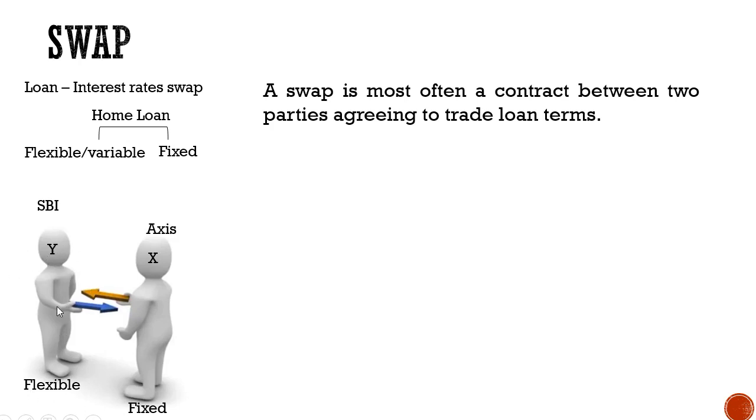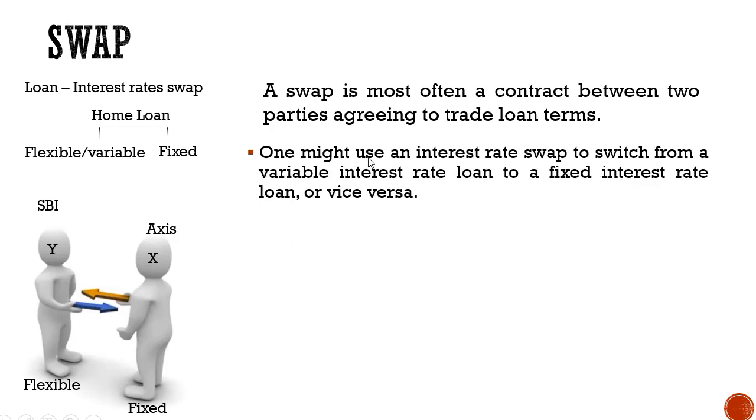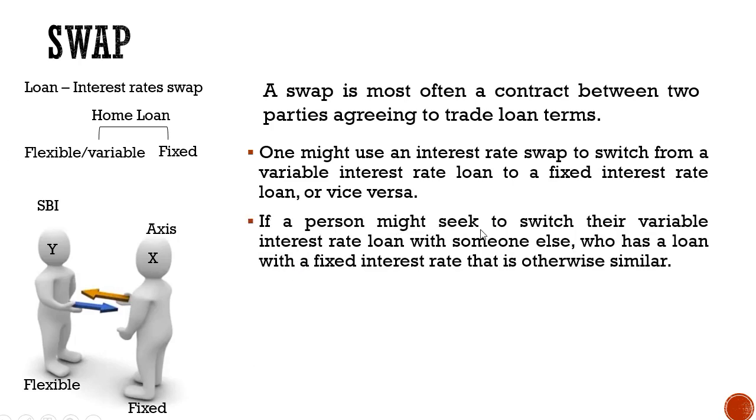Y was going into a flexible rate and wants to swap his interest rate with a fixed interest rate. This type of contract is known as a swap contract. So one might use an interest rate swap to switch from a variable interest rate loan to a fixed interest rate loan or vice versa. This is what we explain with the help of this example. A person might seek to switch their variable interest rate loan with someone else who has a loan with a fixed interest rate that is otherwise similar.